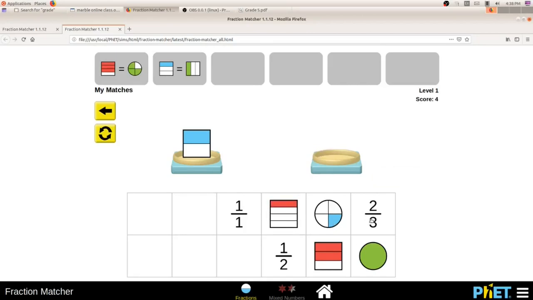Now here again I am going to purposely do a mistake to show you the other button, the show answer button. So I know the answer is this one, 1 by 2, but I am going to purposely do a mistake.